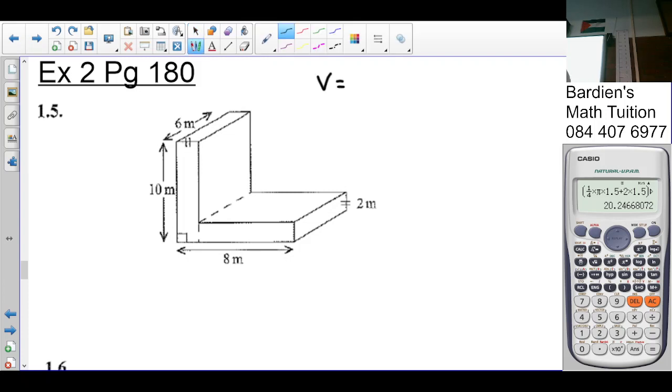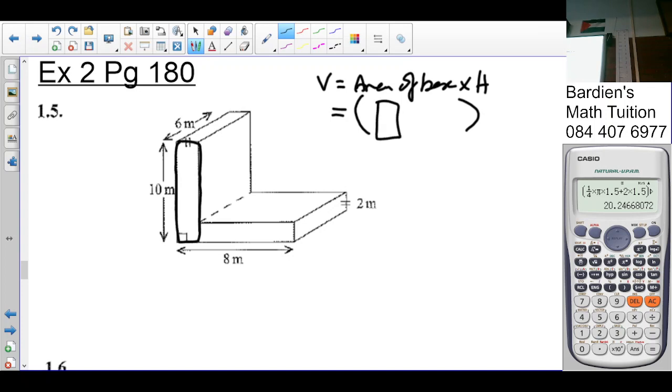So when you go for the volume, how do you calculate the volume? Area of base times height. If we look at the shape, this base is a composite base, it's made up of a few shapes, which is going to be basically two rectangles. There's one rectangle, and this rectangle measures 10 by 2, not so?